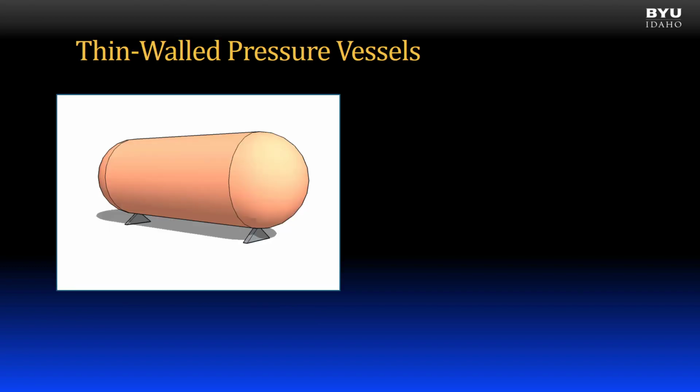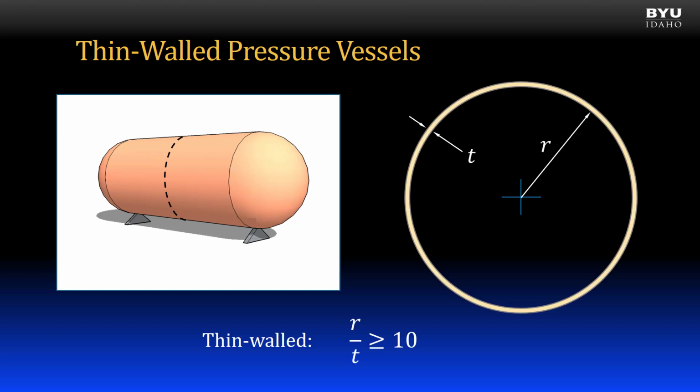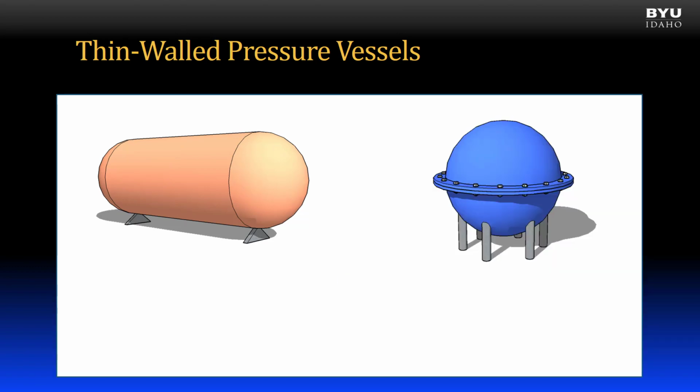Pressure vessels are considered thin-walled if on any vessel cross-section the wall thickness is relatively thin compared to the internal tank radius. More precisely, the pressure vessel is thin-walled if the ratio of internal radius r divided by wall thickness t is equal to or greater than 10. Two thin-walled pressure vessel configurations are considered: cylindrical vessels and spherical vessels.